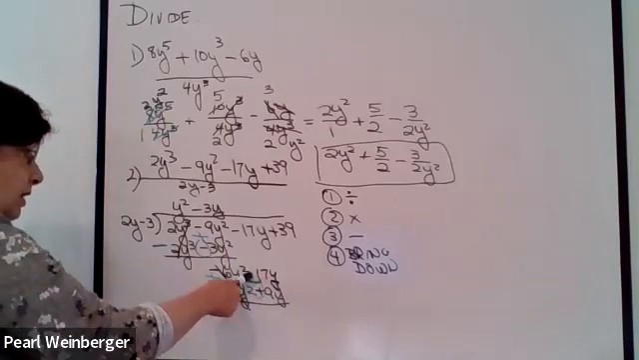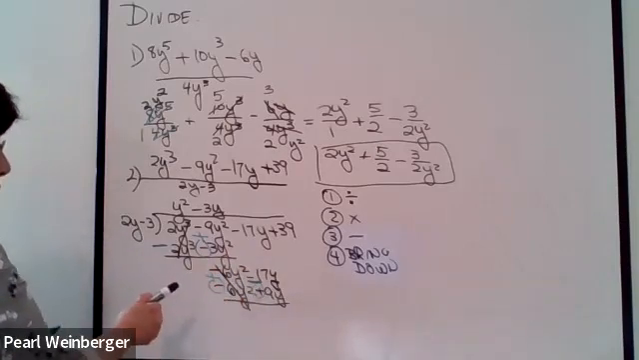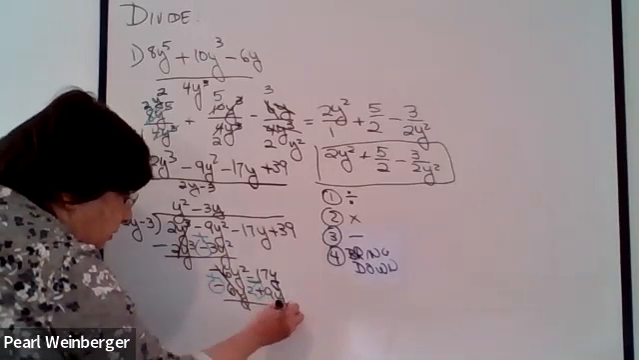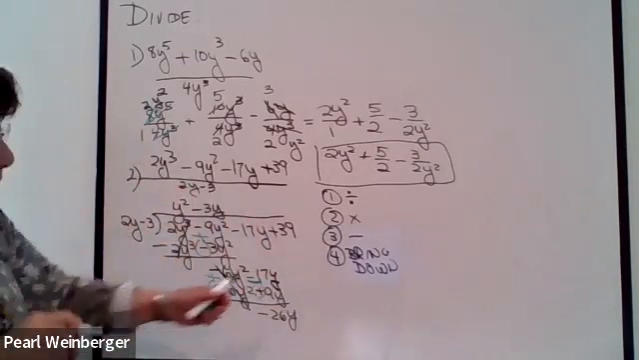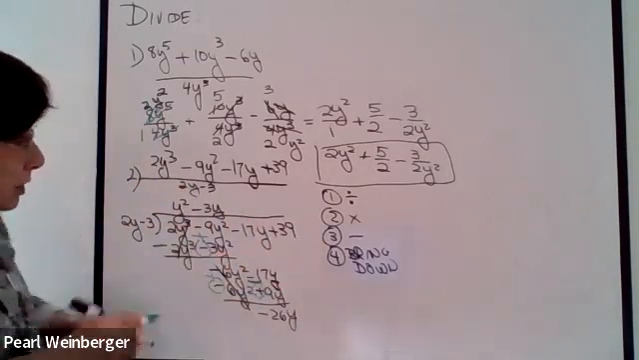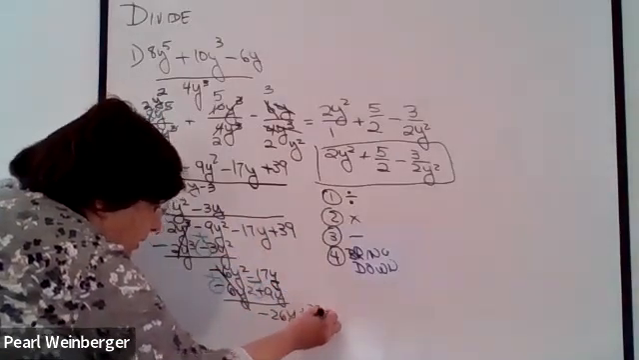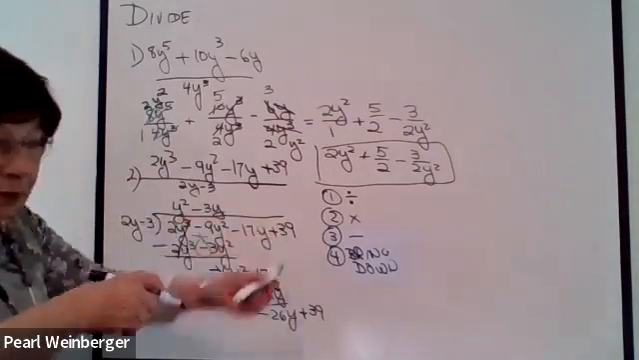And now I have a -17y minus a 9y, which together gives me -26y. And I bring down the next number, which is plus 39. And I start with step 1 again.